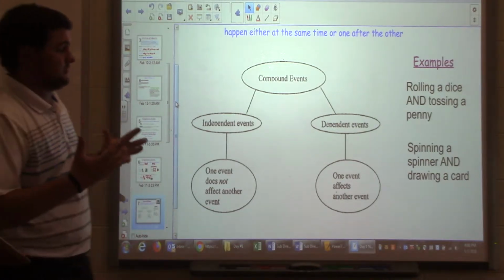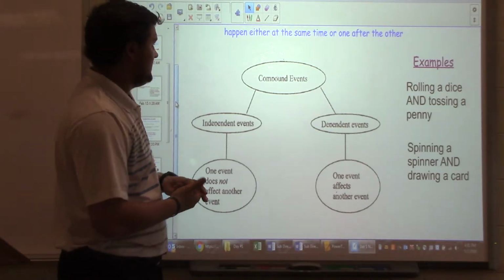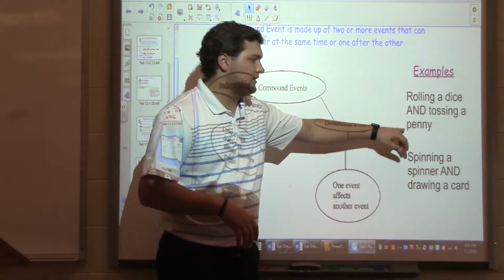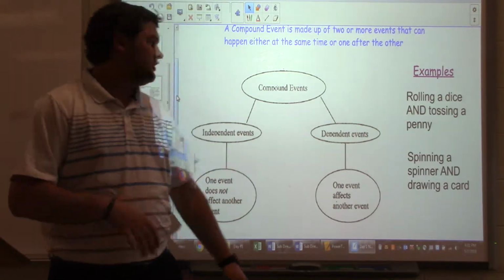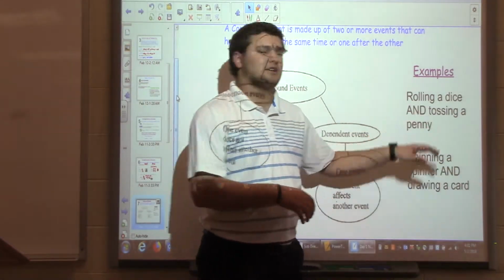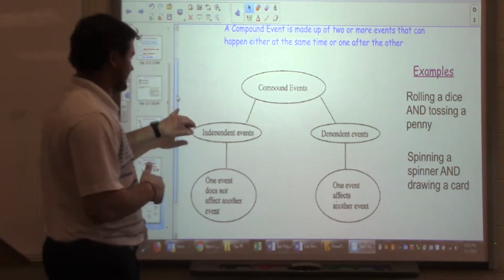Dependent events then are obviously ones that affect the other event. One event is dependent on the other one. Some examples of compound events could include rolling a dice and tossing a penny, spinning a spinner and drawing a card. That "and," that's the key word. It's telling us it's a compound event. We're doing more than one thing to find our probability.